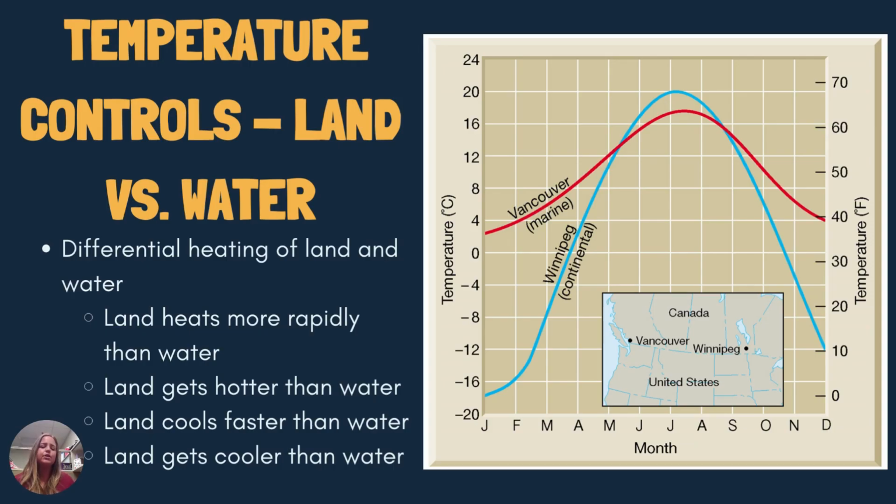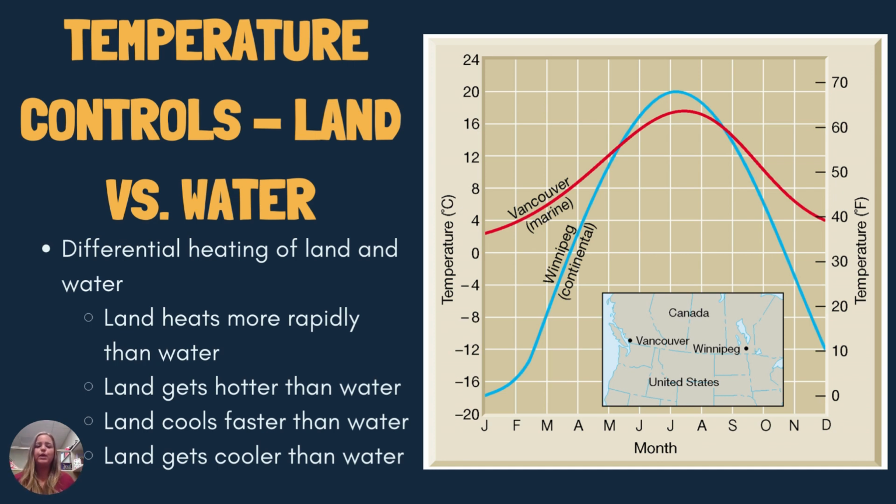All right, other things that control temperature are land versus water. So if you live next to water, you are going to have a much more temperate experience than if you live inland, because land heats and cools more rapidly than water. Water, especially if it's a large body of water like the ocean, tends to keep a fairly consistent temperature year-round. And so it's really hard to heat and cool and change the temperature of that large mass. Land is much more susceptible to temperature changes.